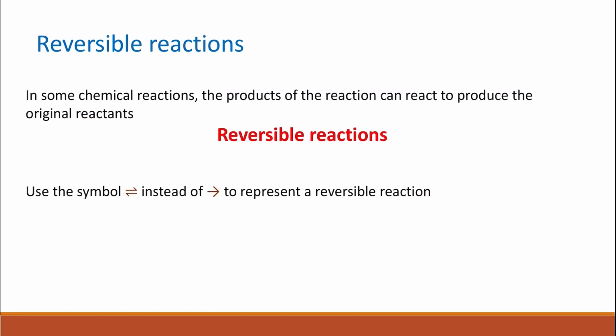To represent reversible reactions, you should use this symbol, which has two arrows instead of the single arrow that represents normal reactions. So, for example, when hydrogen gas reacts with iodine gas, that gives you hydrogen iodide gas, and this is a reversible reaction as indicated by these two arrows.